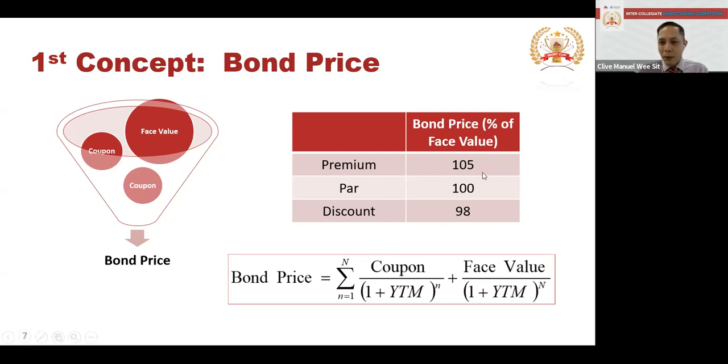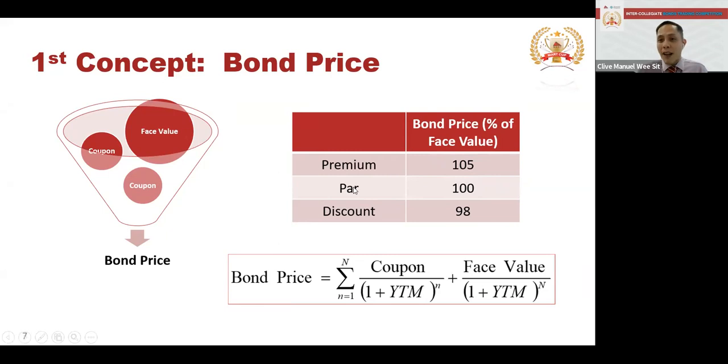Now, you'll sometimes see a price of a bond at 105, sometimes you'll see it at 100, sometimes you'll see it at 98. What this pertains to is how much percentage of face value you will have to pay today to receive 100 at maturity. So if you're paying 105 for a bond today, essentially that means you're paying a premium. It's more expensive. You pay 105 today to receive 100 at maturity.